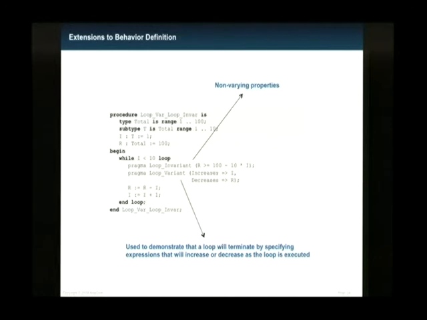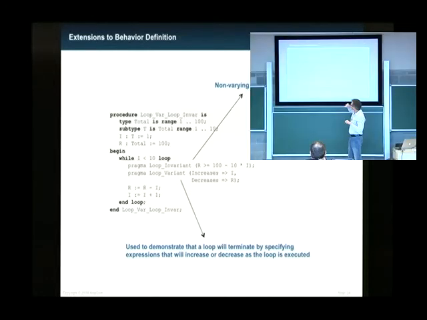So you know that if you have a condition which is while I is smaller than 10, if you know that I is increasing and that you start with a value which is inferior to the boundary, you know that eventually you will get there and you'll leave the loop.